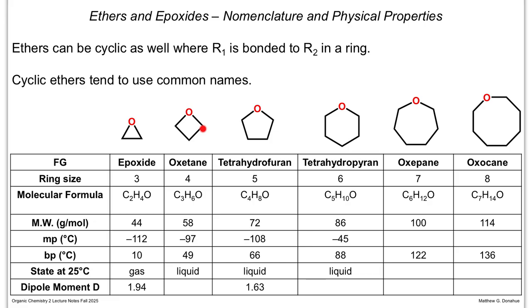Oxetanes, we're now up to 4. Those have some ring strain present as well, but not as much as the epoxide. THF, tetrahydrofuran, that's a typical organic solvent.